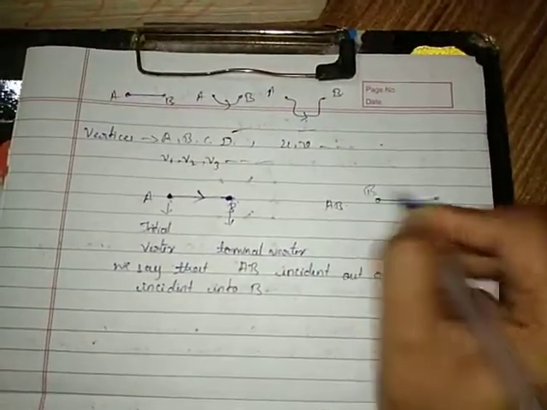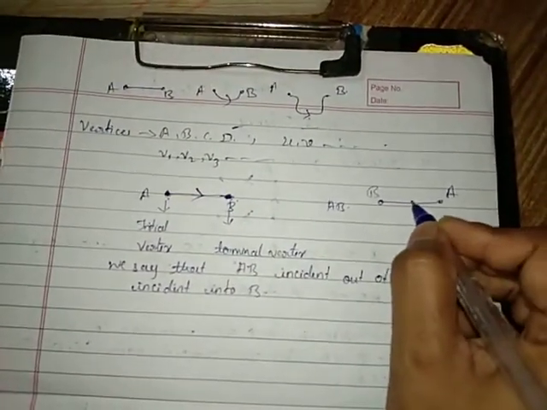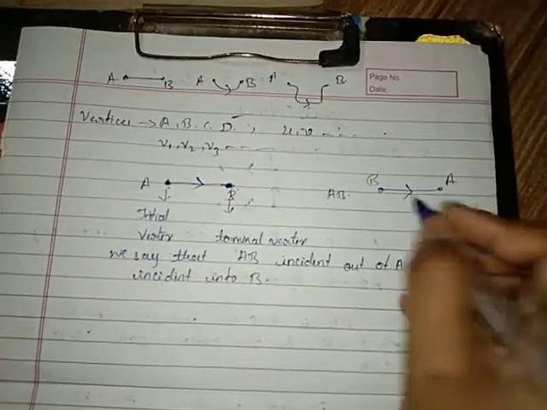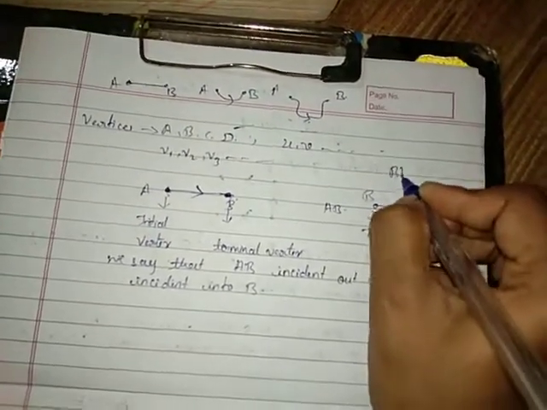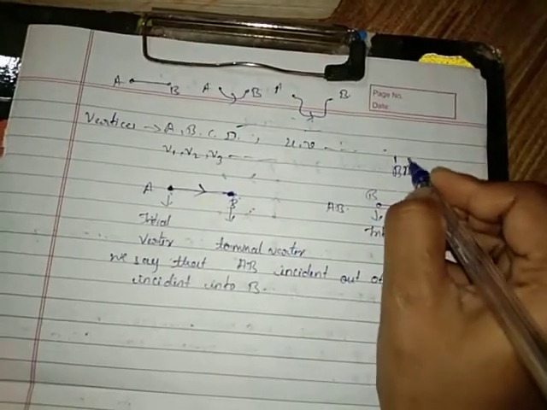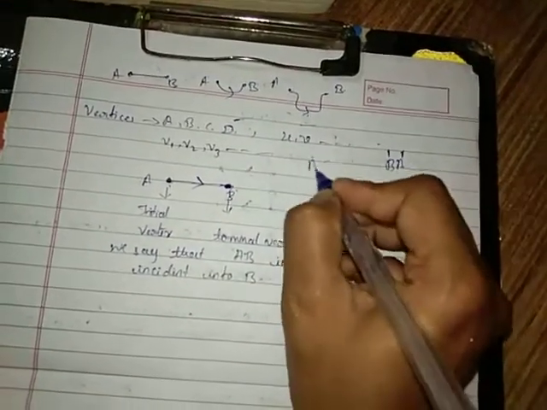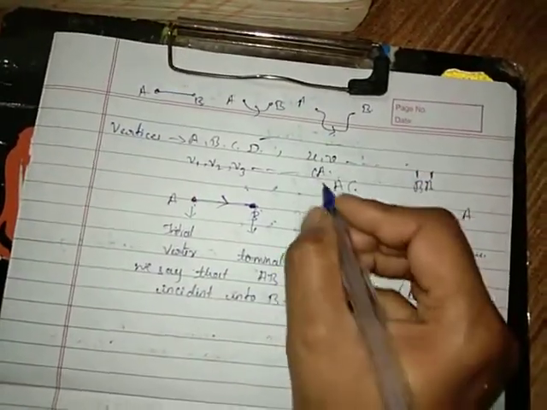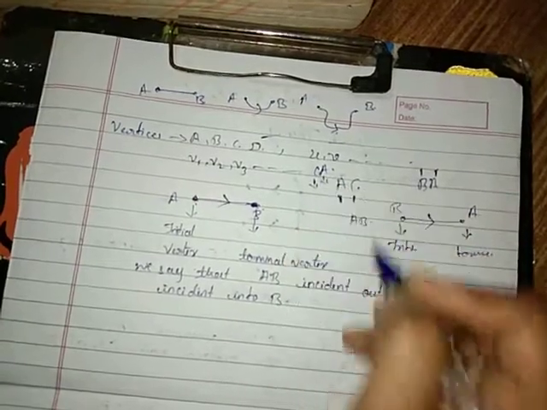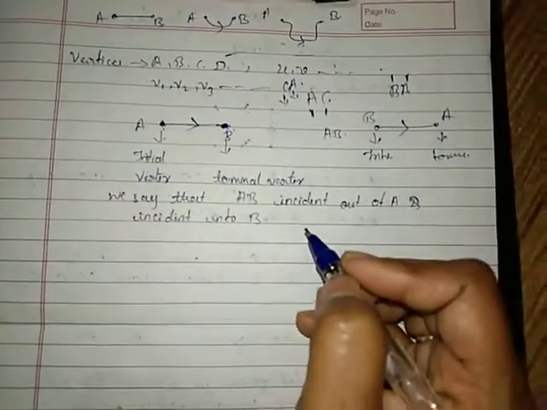Same as it is, suppose this is your edge BA. In this, B is the initial vertex and A is the terminal vertex, because the direction of the edge is BA. So B is the initial and A is the terminal. Same for AC: A is the initial, C is the terminal. And same for CA: C is the initial, A is the terminal point.